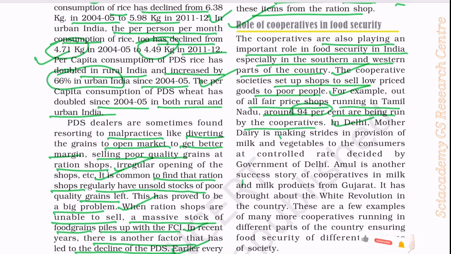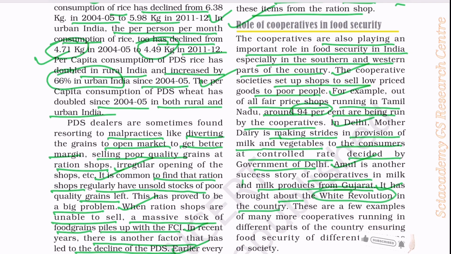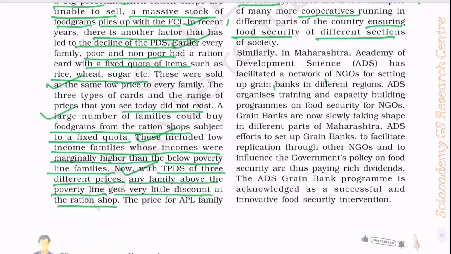In Delhi, Mother Dairy is making strides in provision of milk and vegetables to the consumers at controlled rate decided by the government of Delhi. Amul is another success story of cooperatives in milk and milk products from Gujarat. It has brought about the white revolution in the country. These are a few examples of many more cooperatives running in different parts of the country, ensuring food security of different sections of the society.